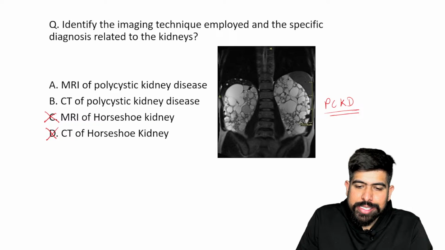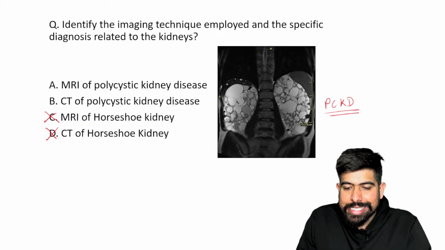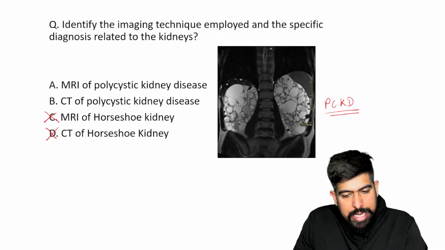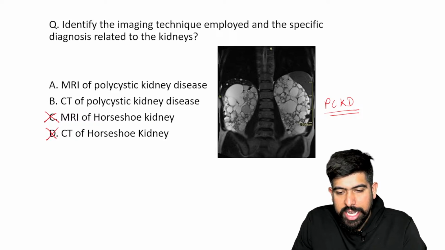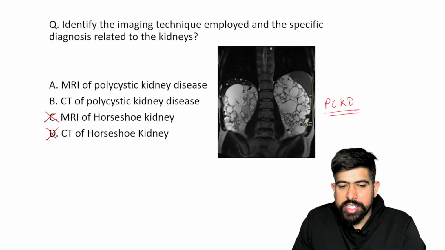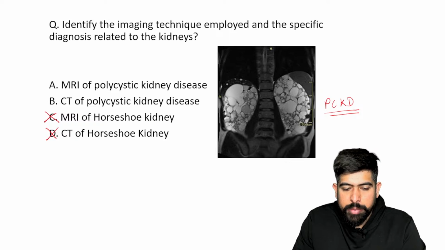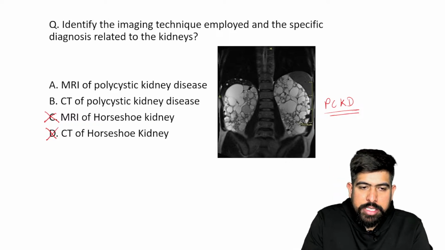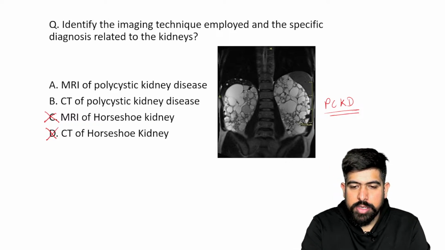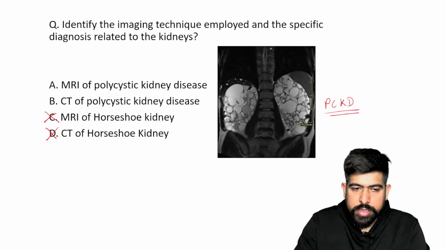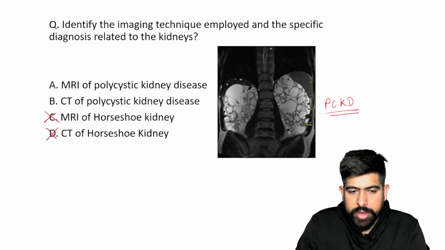But now my question to you: is it the MRI or is it the CT scan? Horseshoe kidney was asked three times as an MCQ. I agree with you: Jan 23, July 23, Jan 24. Three times MCQs, back to back horseshoe kidney is coming from radiology. I already showed you the image. Later also I will show you another image of the horseshoe kidney. No issues. Just let me know, is it the CT or the MRI?